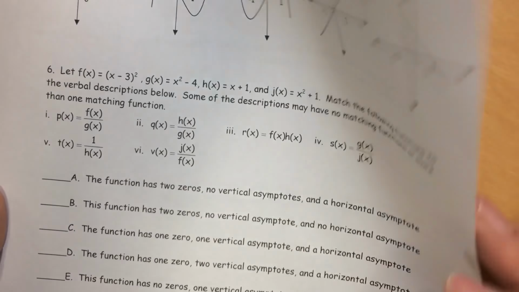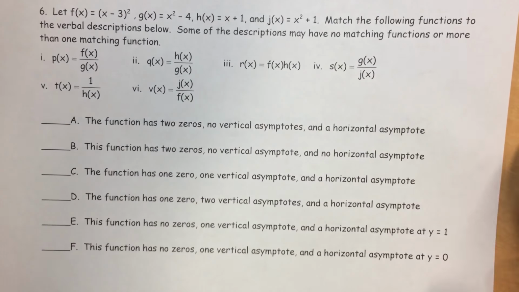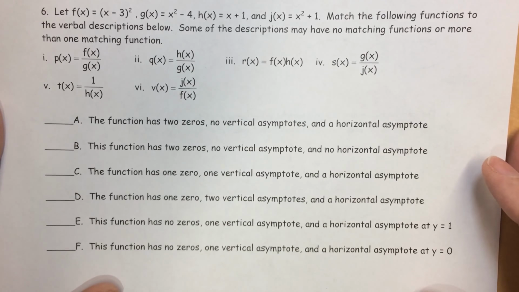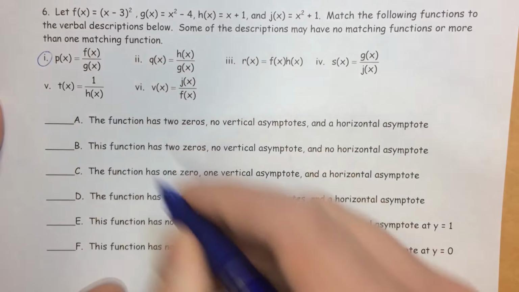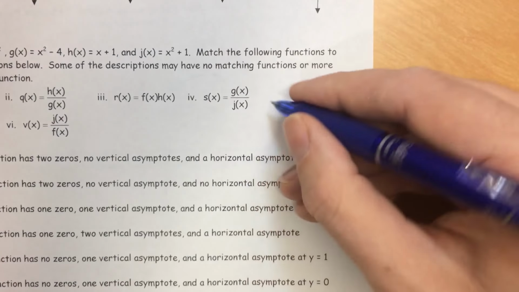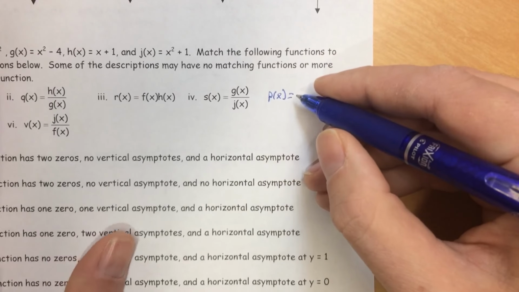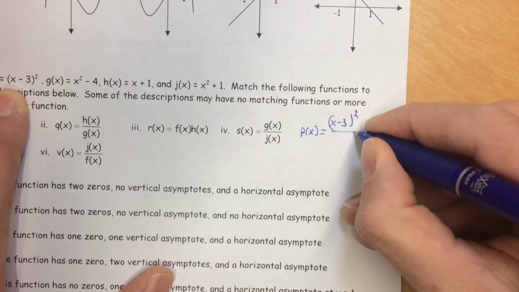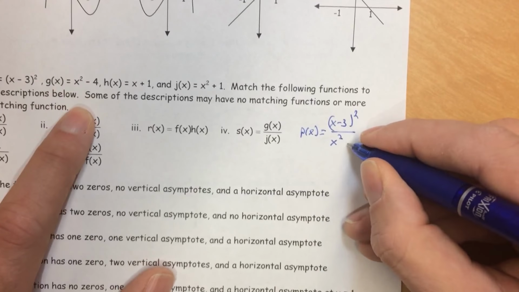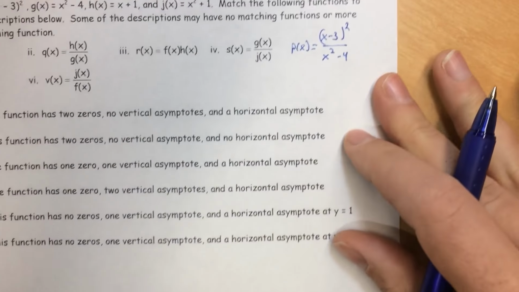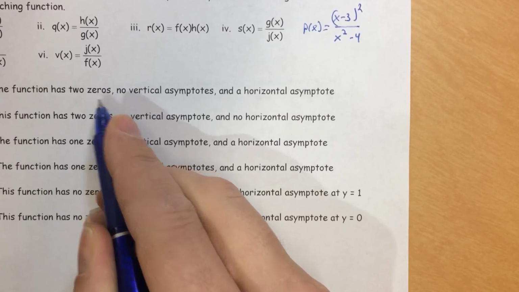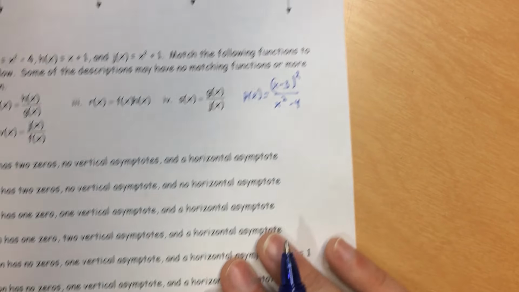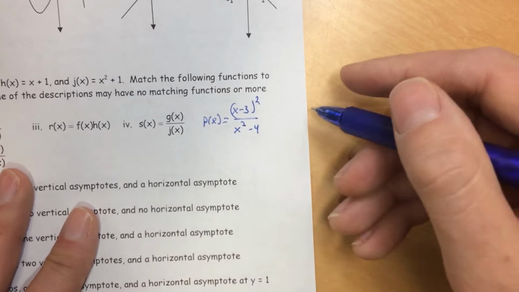Let's go to the back and do a few of these asymptoty ones. This is from pre-calculus, and we'll just remember a couple of rules. We'll analyze this function. P of x is f of x over g of x, so I'm going to write over here. P of x is f of x, which is (x minus 3) squared, over g of x, which is x squared minus 4. And we want to decide how many zeros it has, how many vertical asymptotes, how many horizontal asymptotes it has. And in pre-calculus, you also did holes.